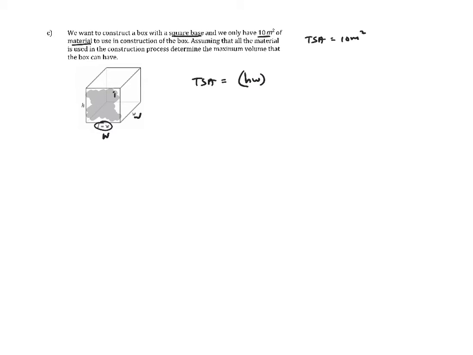There's going to be that one, and that one, and that one, and that one, right? So there's going to be 4 of them, plus, of course, that square base, which is w squared. So the total surface area is going to equal w squared plus 4hw. We know we only have 10 meters squared, so that's w squared plus 4hw.